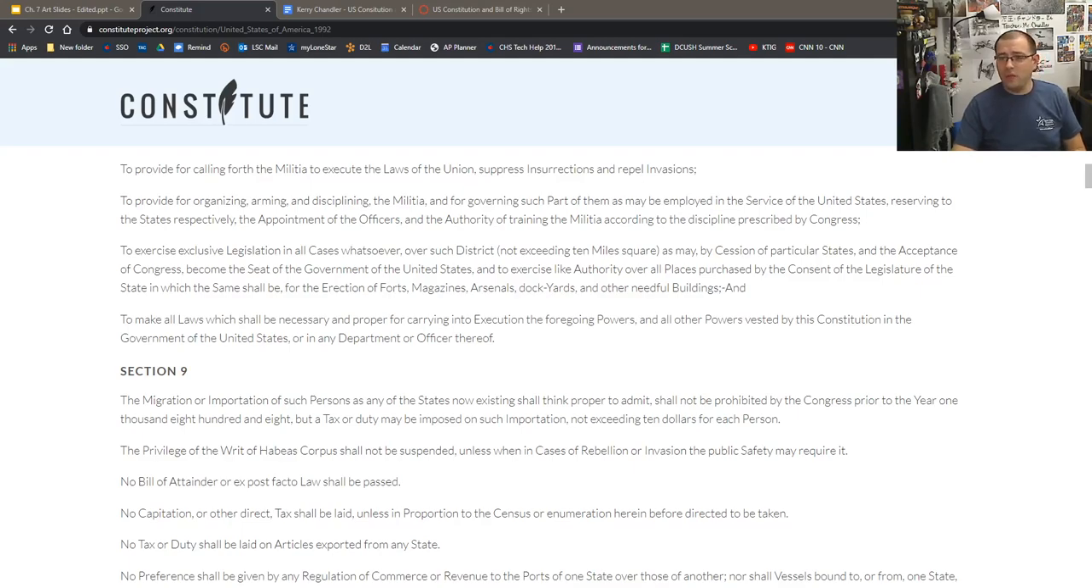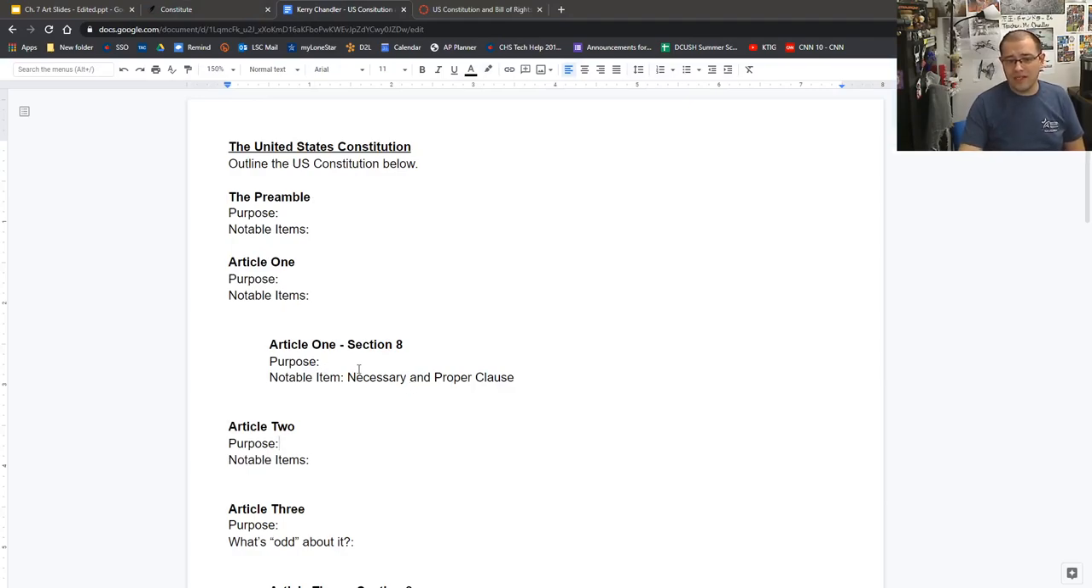It is a loophole that you could drive a semi-truck through. It is a major, major loophole. It is probably, I would argue, absolutely necessary, and it will become a very big source of friction that will help lead to the formation of the nation's first two political parties. So our notable thing for Article 1, Section 8 is the Necessary and Proper Clause.